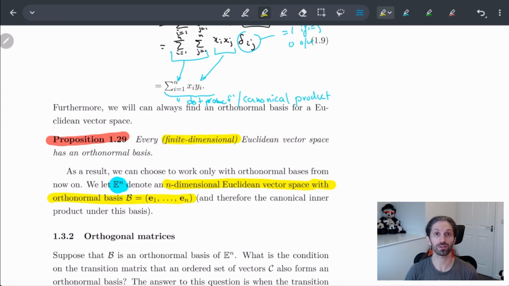So we'll stop here for this lecture, and we'll come back in the next lecture video and see what happens when we look at matrices and how this works with an orthonormal perspective. So I'll see you then.